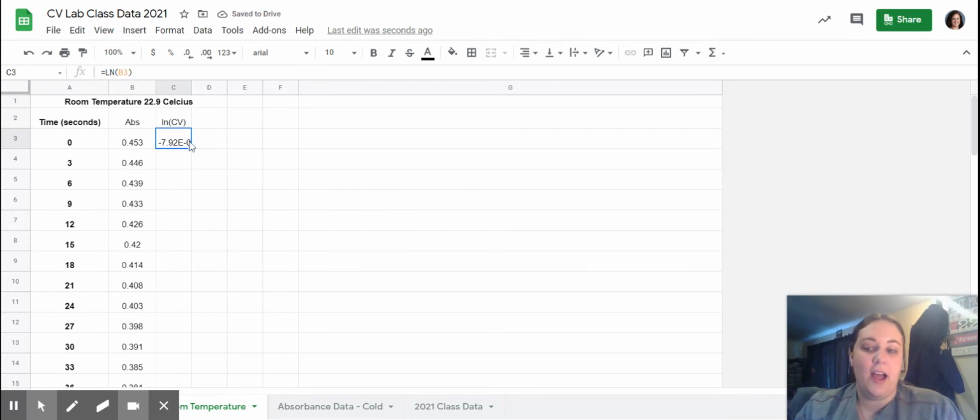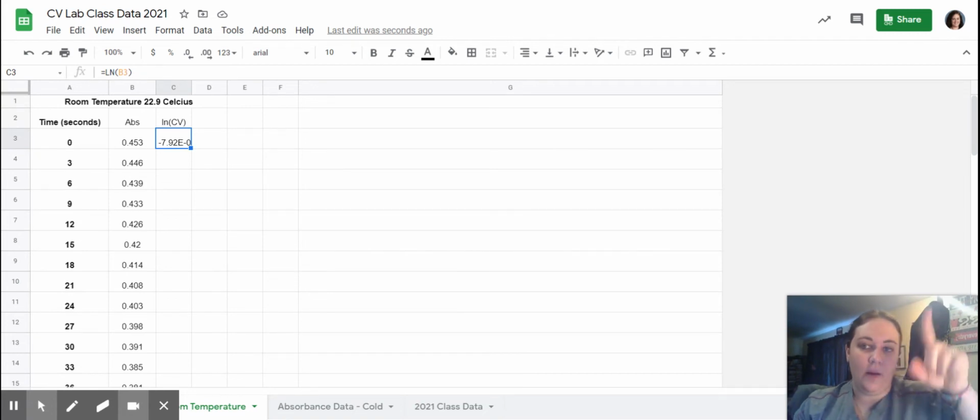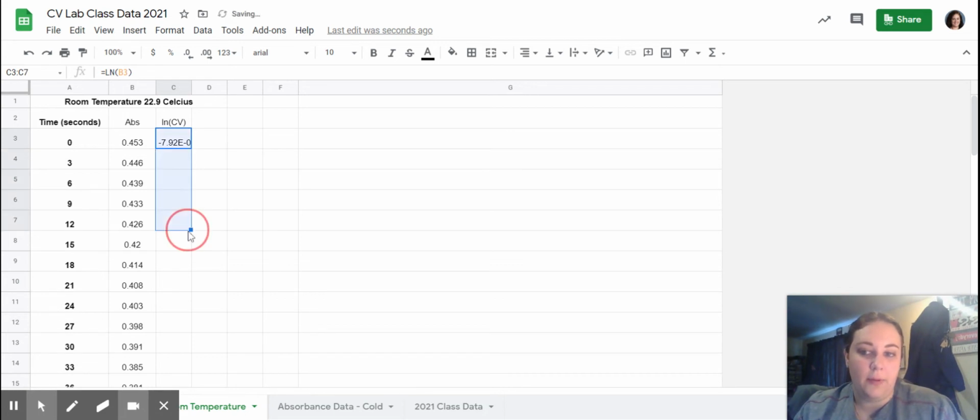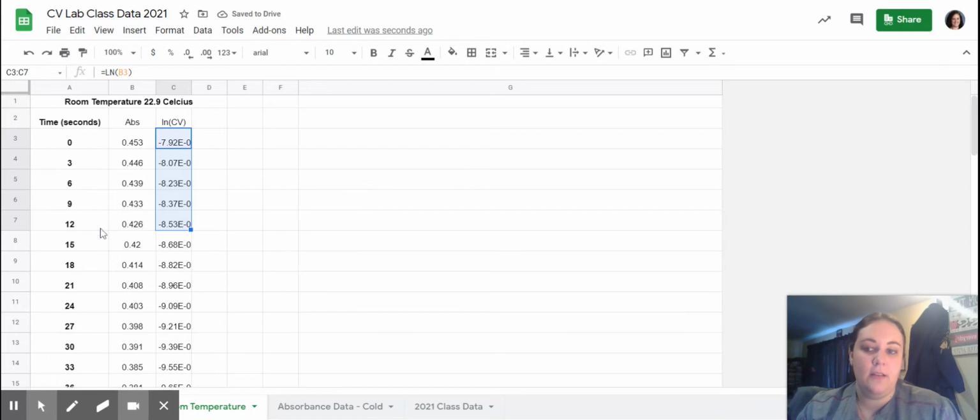I want it to do that for every one of my absorbance values. So right here in the corner where it's got the little square, I can double click and it'll automatically populate that all the way down. Or you can just click and drag and it'll populate it. So I'm going to do that. So it's got time and concentration. And now that's what I want to graph to see if it's a first order reaction.